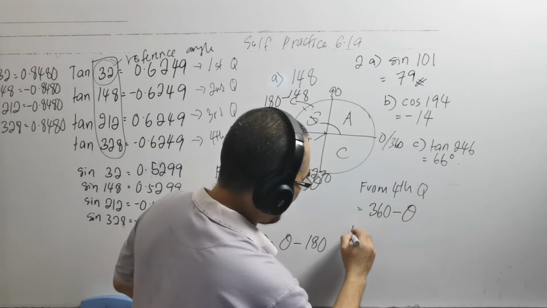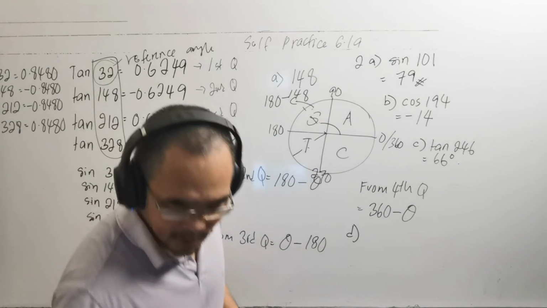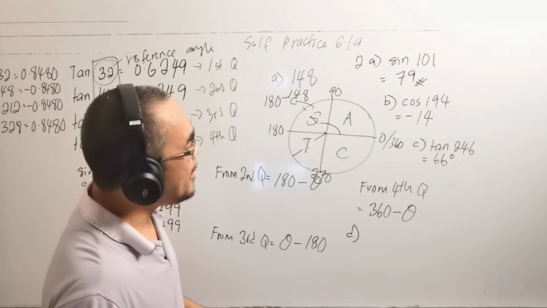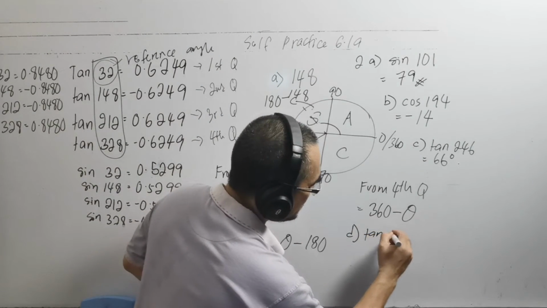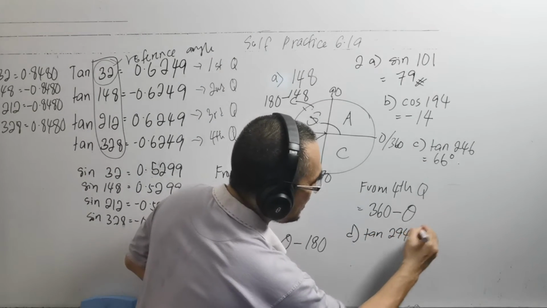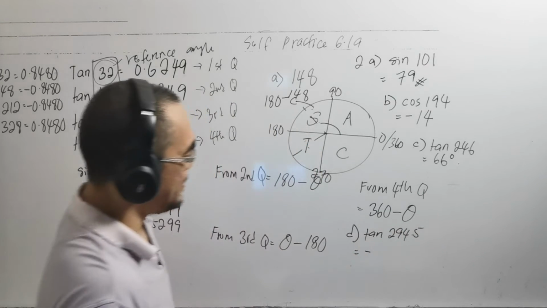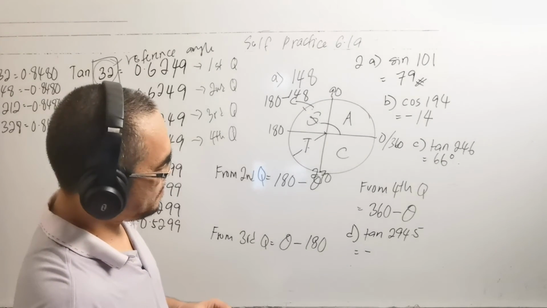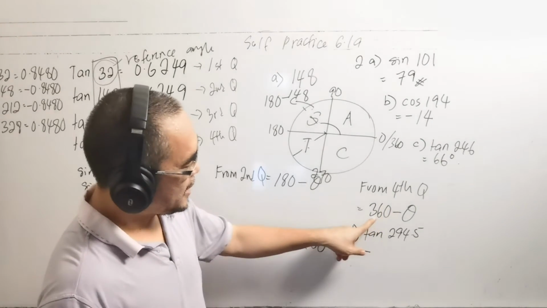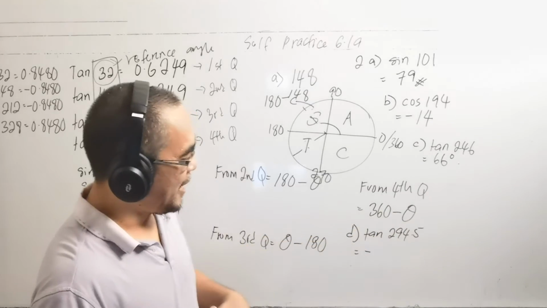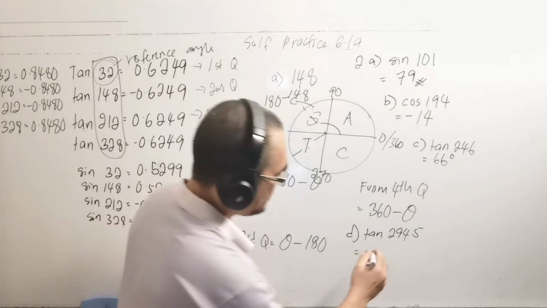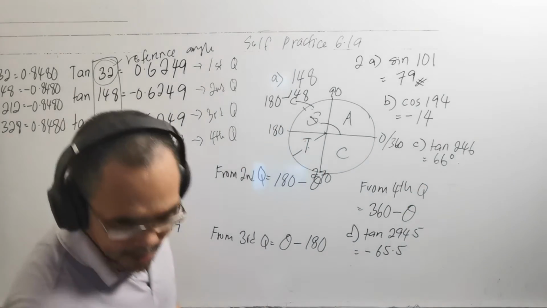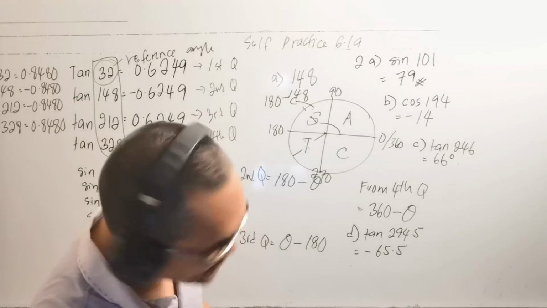Okay, D. Akmal, tangent 294.5. Okay, negative. And what is the angle? 65.5. Okay, so let's finish up this thing.